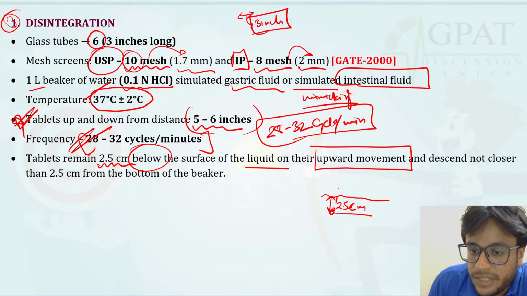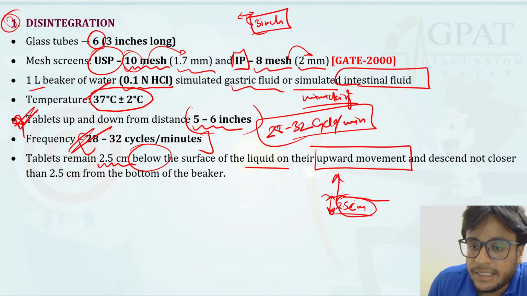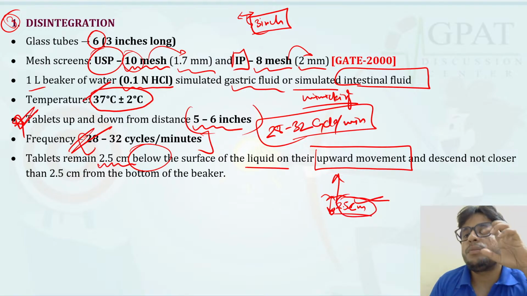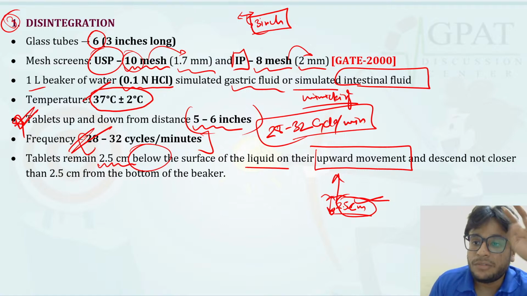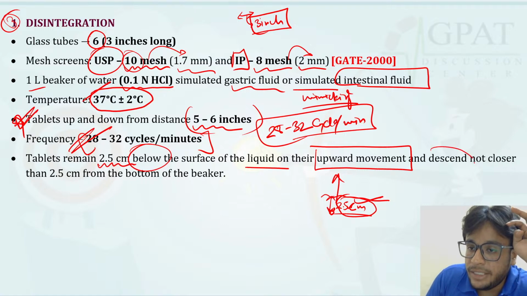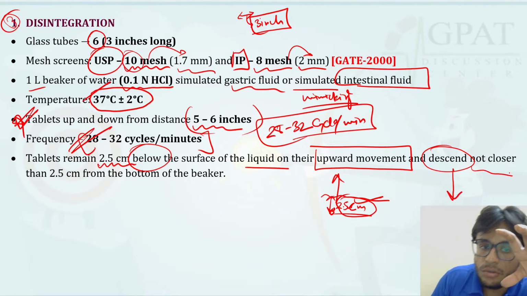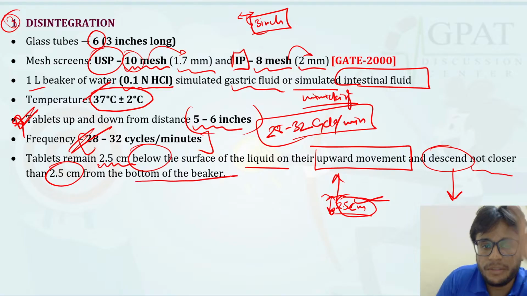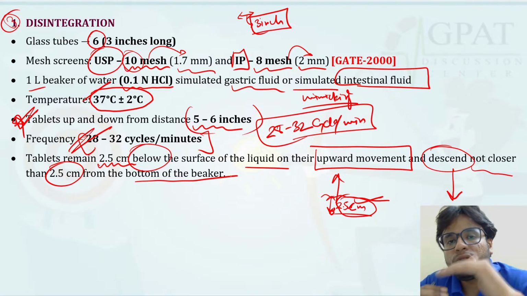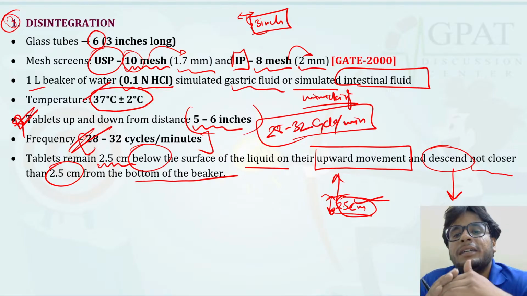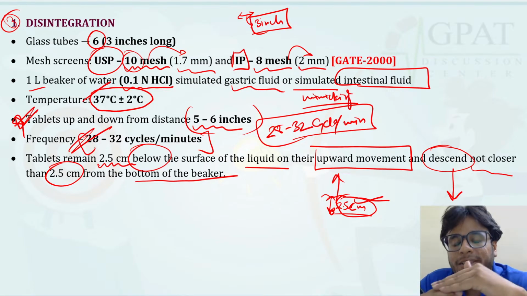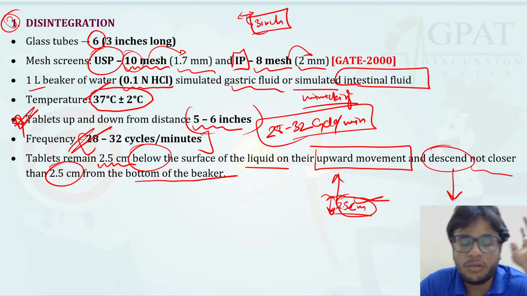When the basket is moving upward, the tablet should be present at least at a distance of 2.5 centimeter below that of the liquid. And at the time of descent, or going down, it should not go closer than 2.5 centimeter to the bottom of the beaker. So there is a condition of 2.5 centimeter, whether the basket is going upward or downward. There is a 2.5 centimeter rule. You have to just remember.